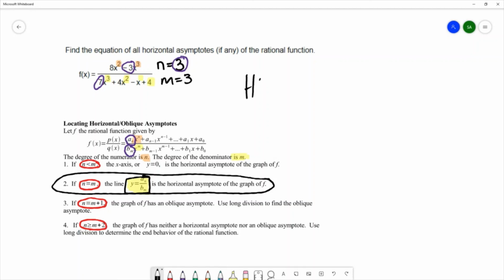Our horizontal asymptote is y equals the ratio of -3, that's the leading coefficient from the numerator, with the leading coefficient from the denominator. So y equals -3/7 is the horizontal asymptote for this function.